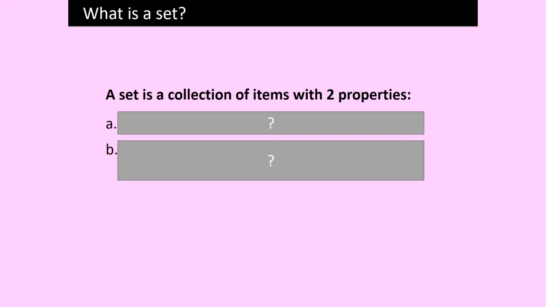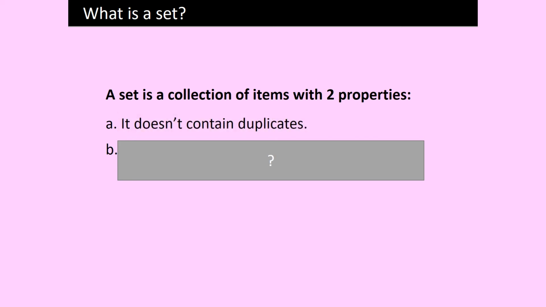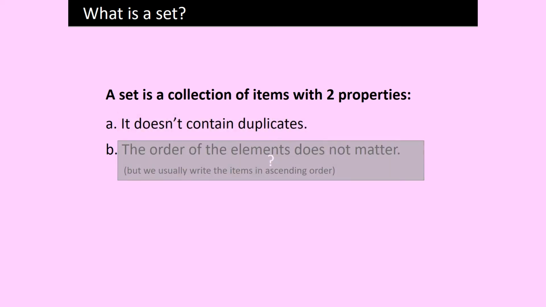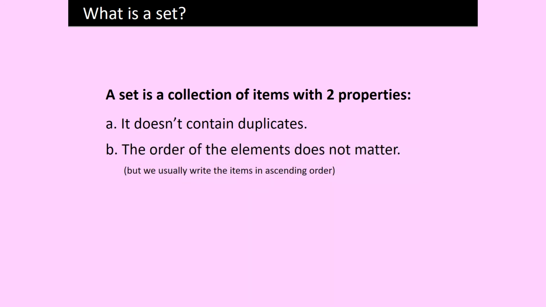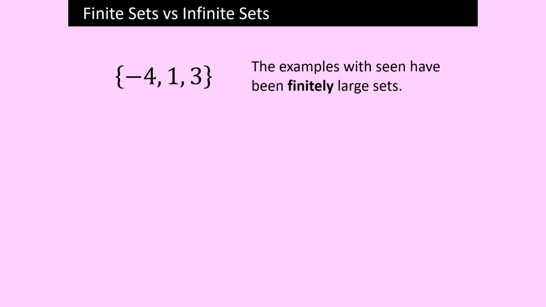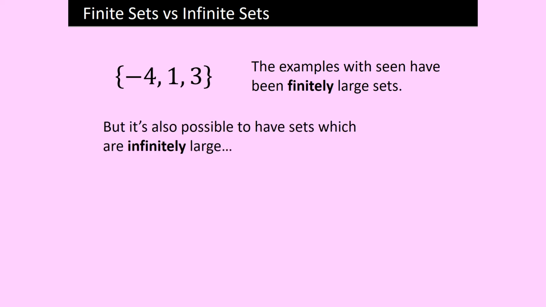So a set is a collection of items, and it also has two properties. It doesn't contain any duplicates, and the order of the elements doesn't matter, but usually we write the items in ascending order. There can be finite sets and infinite sets. This is an example, and both A and B are finite sets. But there's also the possibility of having an infinite set.